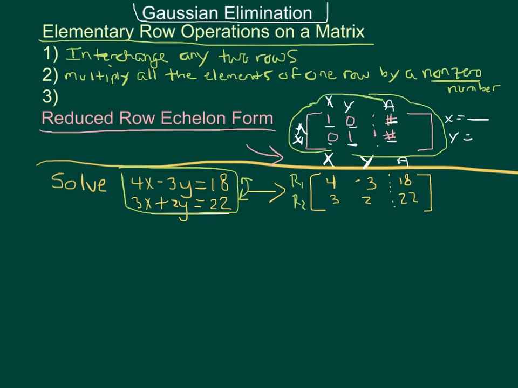And then the last thing we can do is add a multiple of one row to any other row.